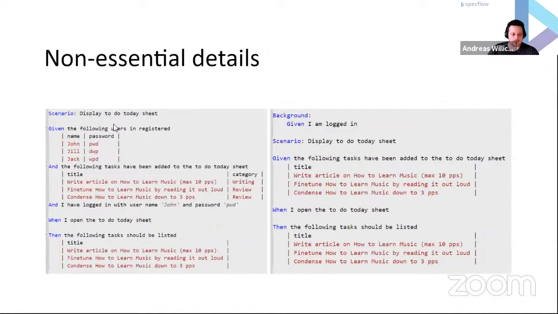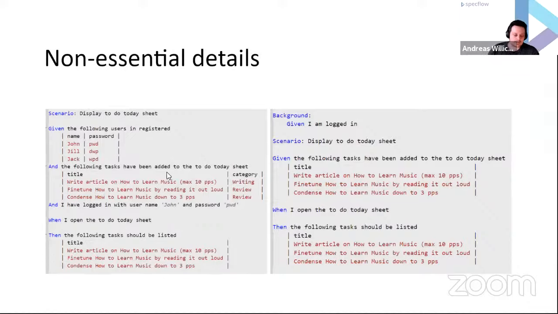And in that case, we can also move it to a Background. That's one I didn't mention before. Background steps are steps that apply to all scenarios in the feature file. You only have to write it once and have it for every scenario. And the second thing you can leave out here is that we have a category writing review for the tasks.